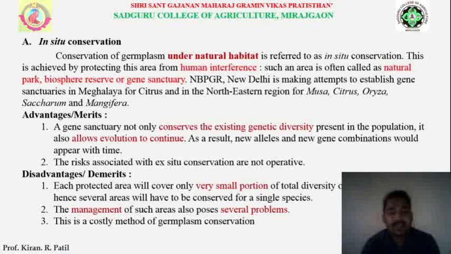Second are the disadvantages or demerits of in situ conservation. As you know, it is under natural habitat, so each protected area will cover only a small portion of the total diversity of crop species, because the diversity requires very much area. Next, the management of such areas also poses several problems, because if we conserve different forest species in natural parks or gene sanctuaries, management is very difficult due to human interference. And the last one is that it is a very costly method of germplasm conservation.